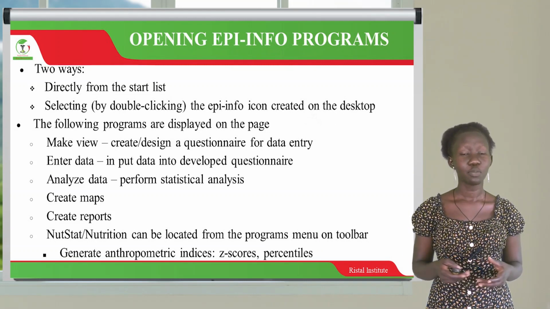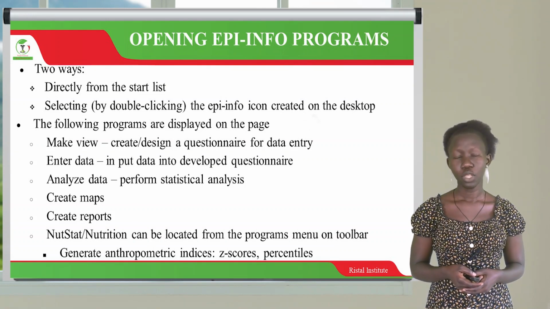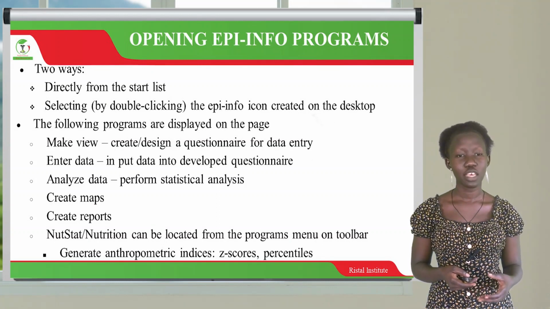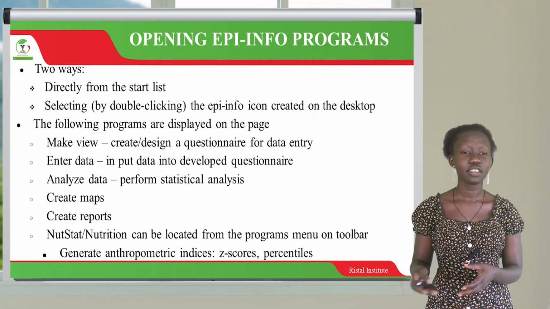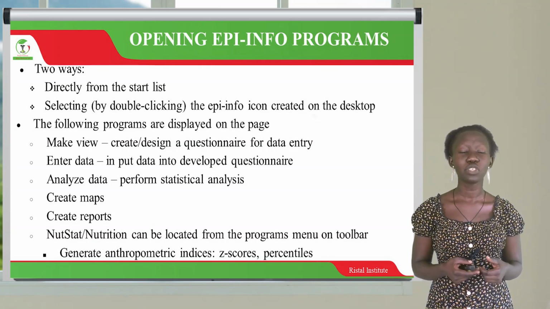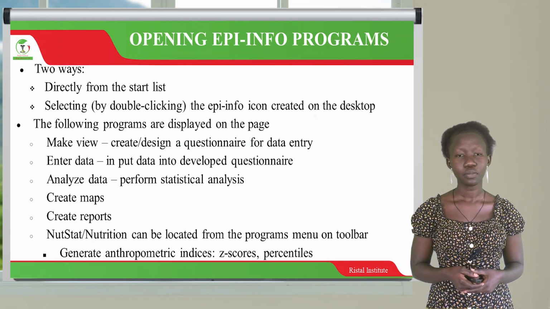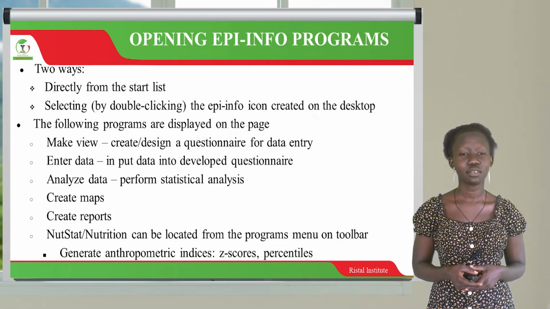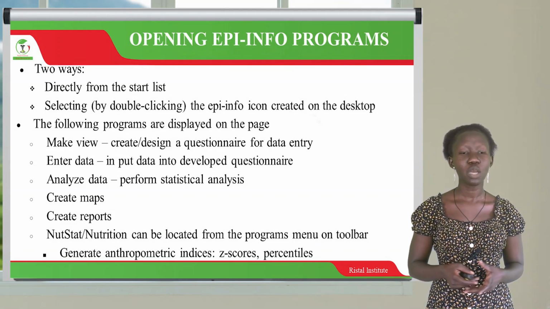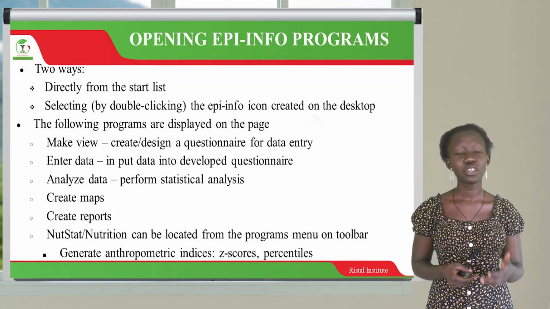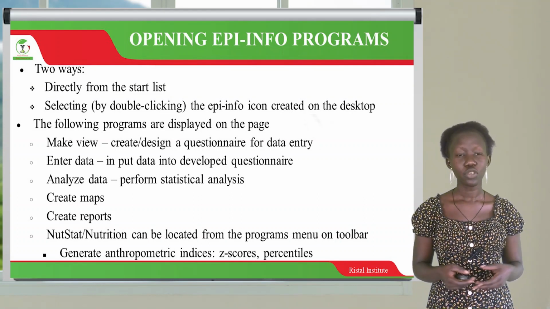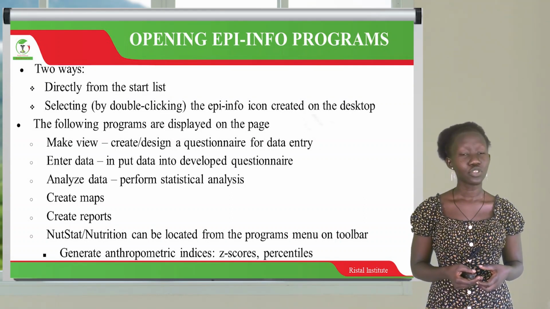So the following programs are displayed once you open the page of Epi Info. We have the Make View sheet that enables you to create and design questionnaire for data entry. And we have the Enter Data view, which helps you to input the data into the developed questionnaire. We also have the Analyze Data sheet, and this one helps you to perform statistical analysis. We have the Create Maps. Create Maps also enables you to navigate through different programs within Epi Info. And we also have Create Reports. Create Reports helps you to output the results of your research data analysis.